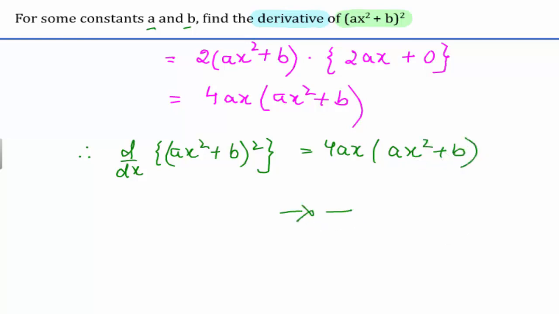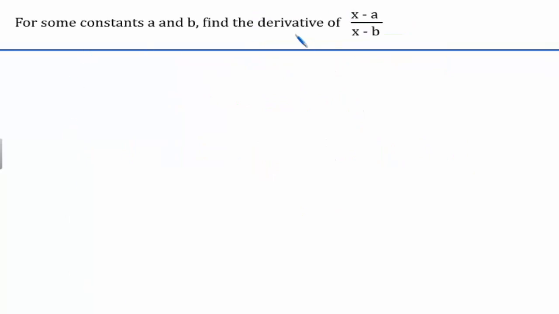In this question we have to find the derivative of the quotient x minus a divided by x minus b, where a and b are constants. Let's begin with the solution. Let us define the given function by fx. So fx is equal to x minus a divided by x minus b.